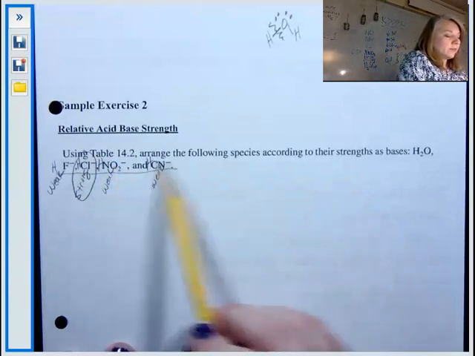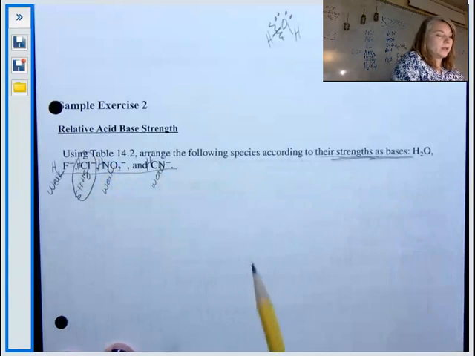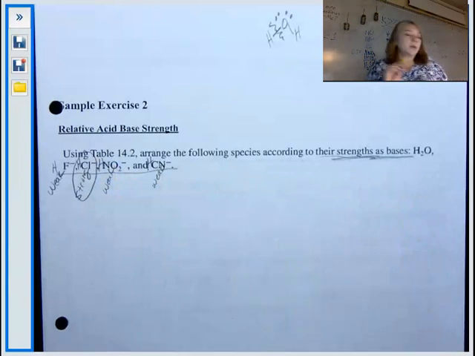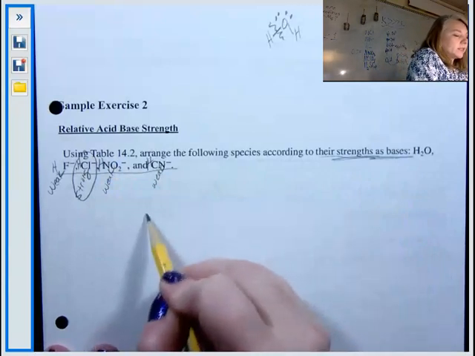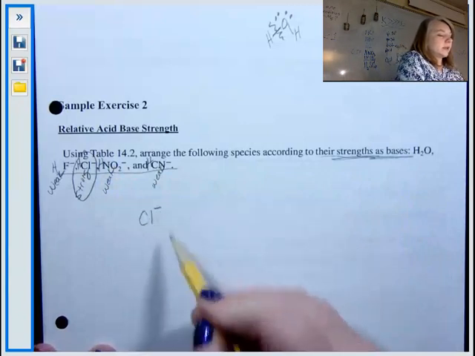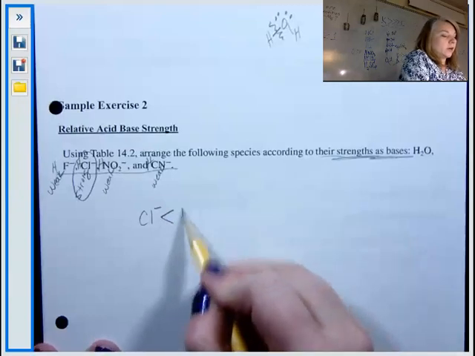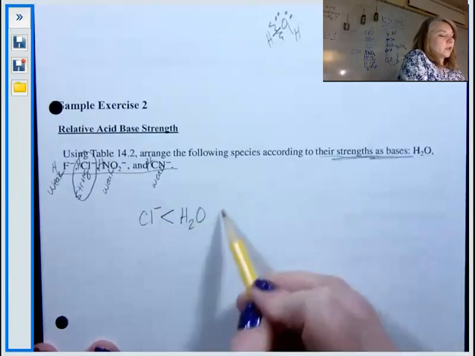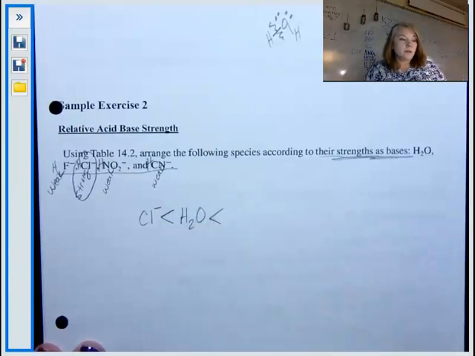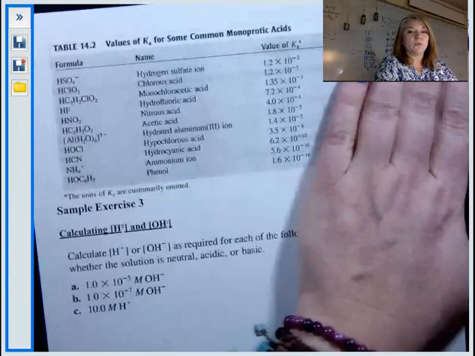Okay, so it says arrange the following species according to their strengths as bases. So the strongest one, what do y'all want to do? You want to go weak to strong. Okay, so our weakest one is going to be Cl minus. Okay, so Cl minus is going to be weaker than water. And the rest of these are going to be stronger than water. Okay, but we've got to put them in order. So we're going to go to table 14.2, and if you flip your paper over, you can find table 14.2.